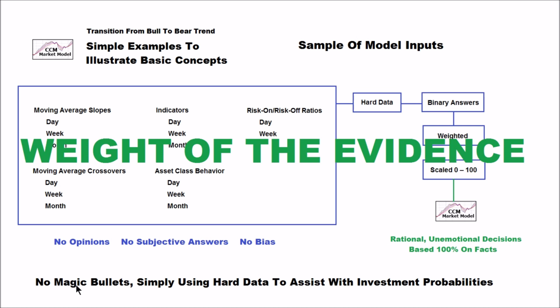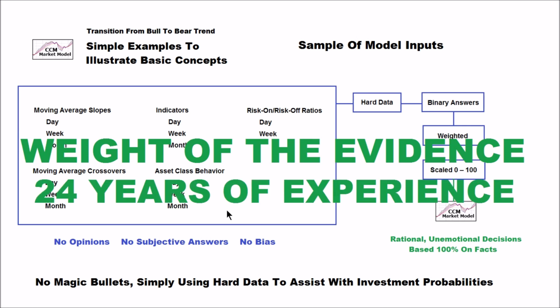There are no magic bullets inside of this box or inside of the model. However, there are numerous inputs in the model that can help us assess the probability of good things happening relative to the probability of bad things happening. And since we've been working in the markets for a long, long time, I started at Morgan Stanley in 1994, all those years of experience help us interpret the weight of the evidence and help us understand what the model is telling us and what it isn't telling us.